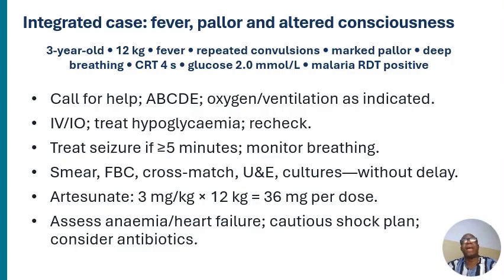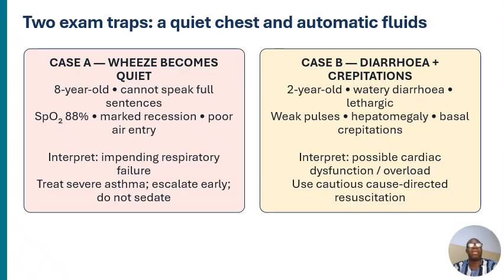With the integrated approach established in this lecture, let us expose ourselves to two common examination bedside traps that students may often fall into. Case A is an 8-year-old with asthma who cannot complete sentences, has an oxygen saturation of 88%, marked recession, and very poor entry. The trap is to interpret reduced wheeze as improvement. This is a life-threatening asthma with impending respiratory failure.